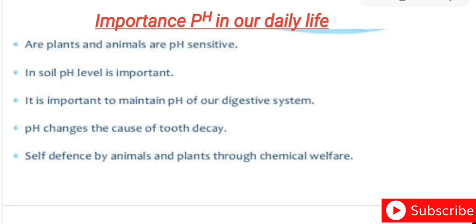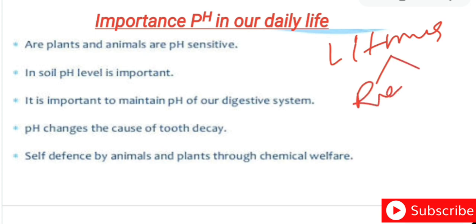Now let us discuss the importance of pH in our daily life. The pH of plants and animals is fixed, or the plants or animals are pH sensitive. Before that, I have given one example of litmus. I have given the example of the hydrangea flower. So when we bring this plant to the soil, if it is grown in an acidic soil, it gives you a red flower.